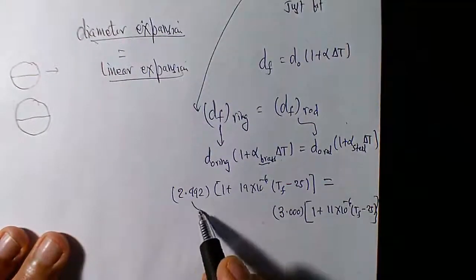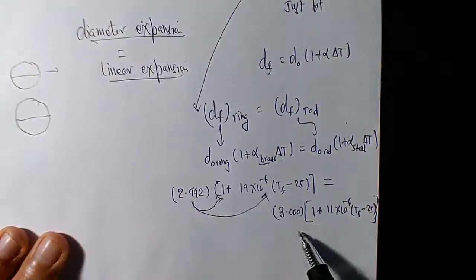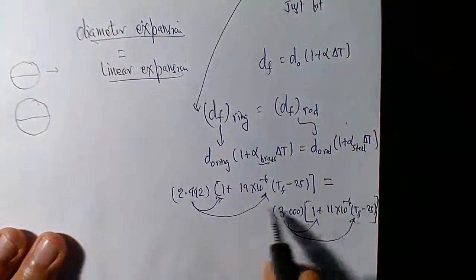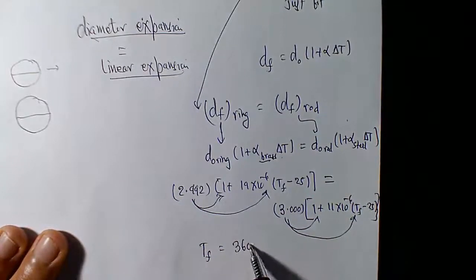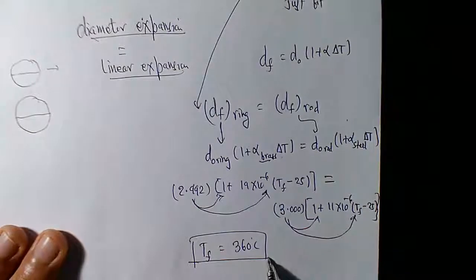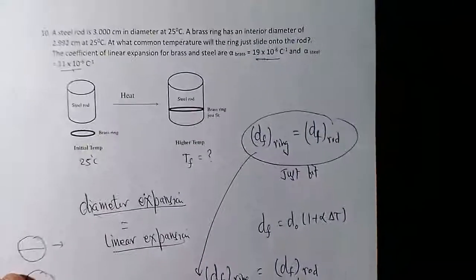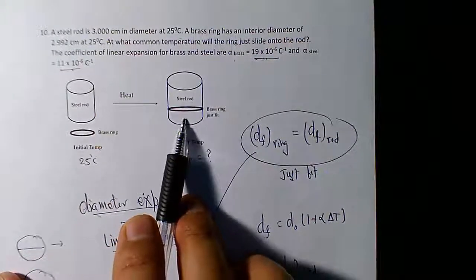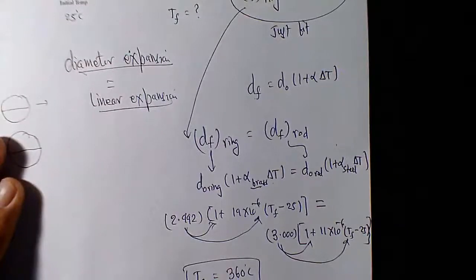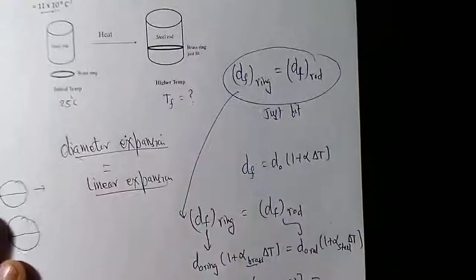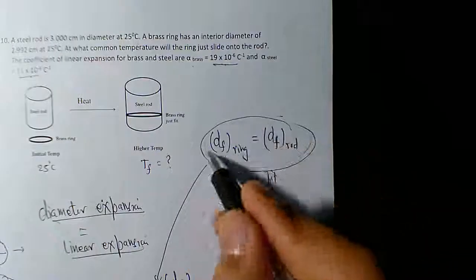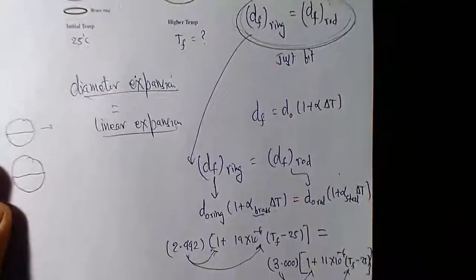Now you do the distribution, so I will leave it up to you. You have to distribute and solve this algebra, and then you will find it. Double check, make sure you do the complete calculation. It is about 360 degrees Celsius. So this brass ring will exactly fit the steel rod at about 360 degrees Celsius. You have to really heat it up from 25 degrees Celsius to 360 degrees Celsius if you want to fit the brass ring. So this is the main idea: their final diameters are equal. Okay, so that's how you solve it.